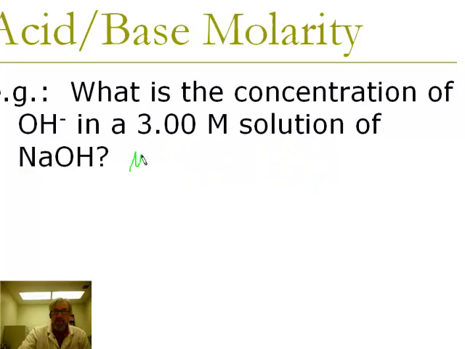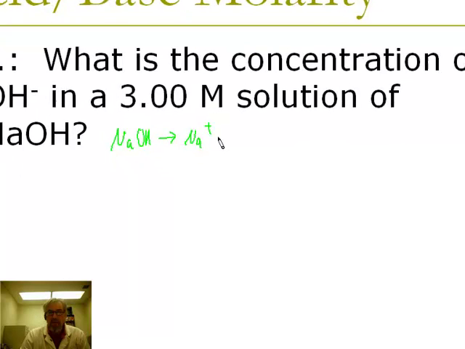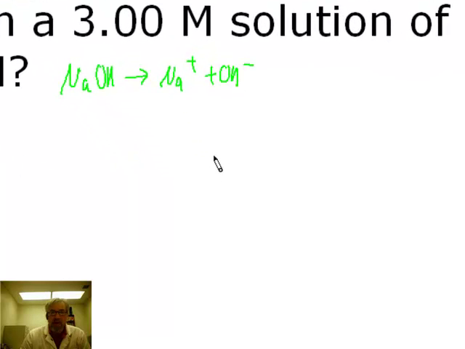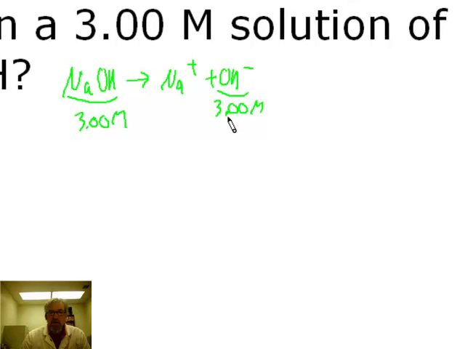Here's a base example. NaOH. If I split up NaOH, I've done this one a couple of times already, Na plus OH minus is the result. I have a 1-to-1 ratio between NaOH and OH minus. So if I have a 3.00 molar solution of NaOH, that's also a 3.00 molar solution of OH minus.